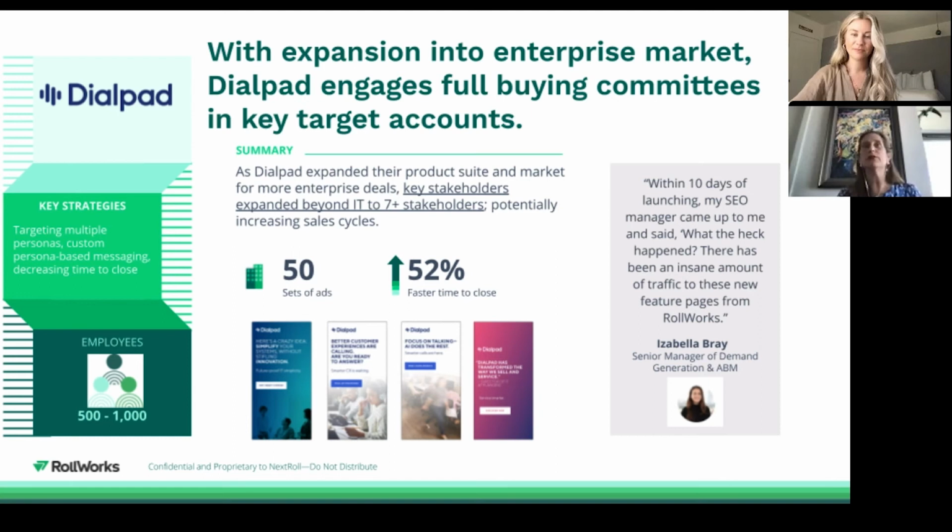Again, fairly simple play. They had about 50 different sets of ads, and you can't really see here, it's a little bit small, but each of these ads is targeting a different persona in the buying committee: IT, finance, I believe customer service, and I think even sales. So each of the key stakeholders is getting messages specific to them. And this again, same as earlier, 52% faster time to close, 52%. Now, when they expanded into enterprise, there were concerns that this was going to be a very lengthy sales cycle. And instead, they were able to accelerate time to close by 52%.